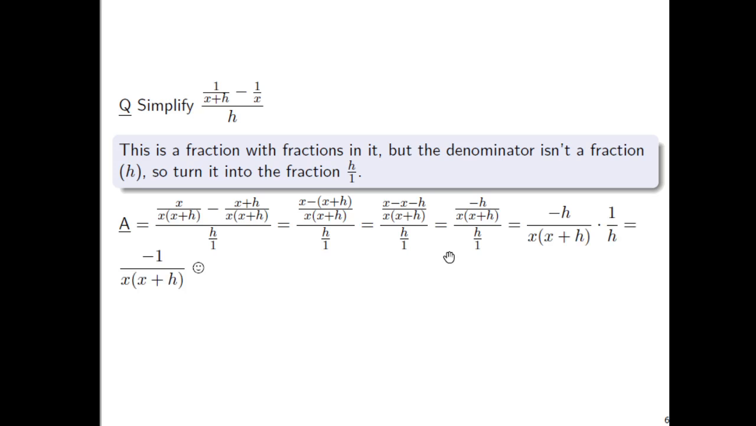Now we can multiply across, and you'll see that there's a factor of h on top and bottom that cancel. You'll be left with negative 1 over x times quantity x plus h.